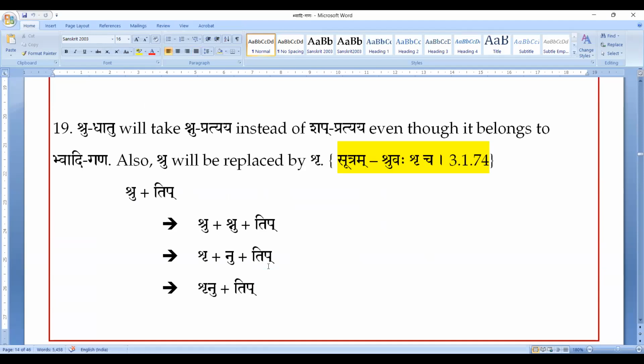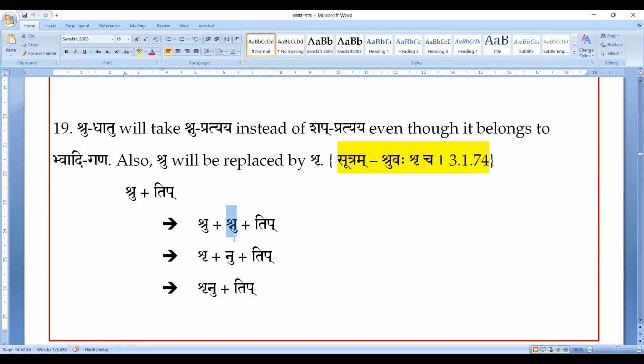Let us see. Shru Dhatu will take Shnu Pratyaya instead of Shap Pratyaya, even though it belongs to the Bhvadi Gana. Oh, so which Gana is that? First Gana. And Shru also will be replaced by Shr. Therefore, we only get Shrunoti. In the Prakriya you can see, the Dhatu is originally Shru, but it is replaced by Shr, and the Ganavikarana is also not Shap. It will take Shnu.